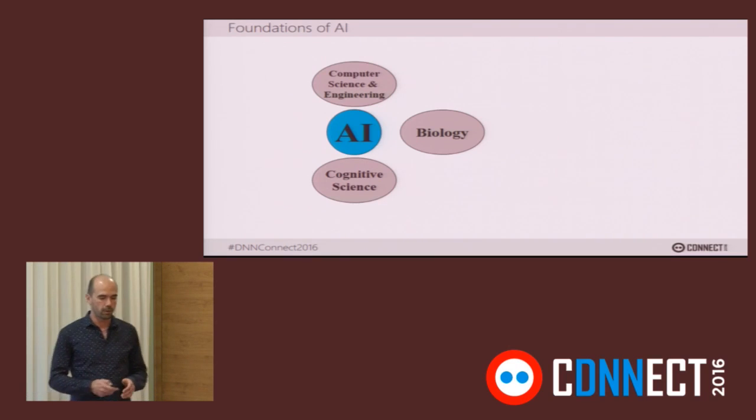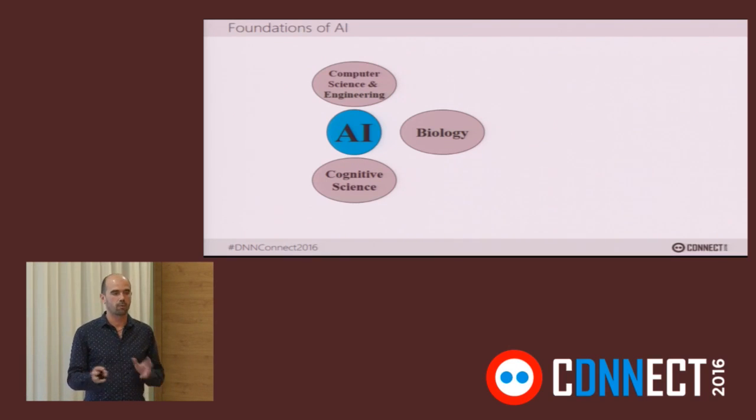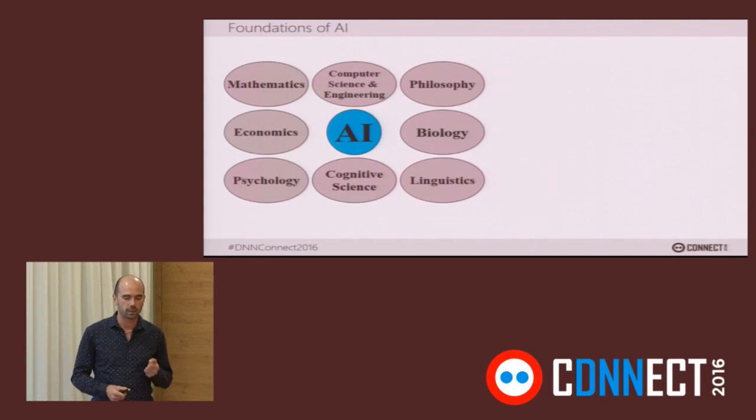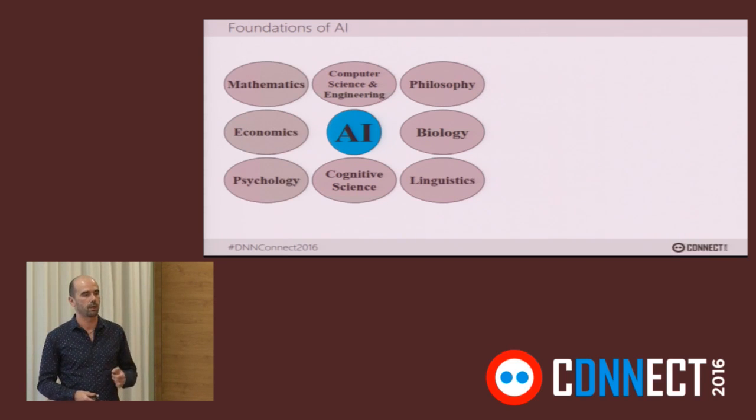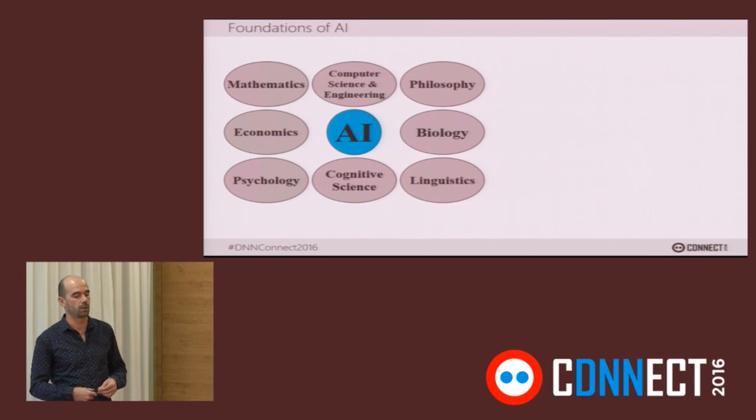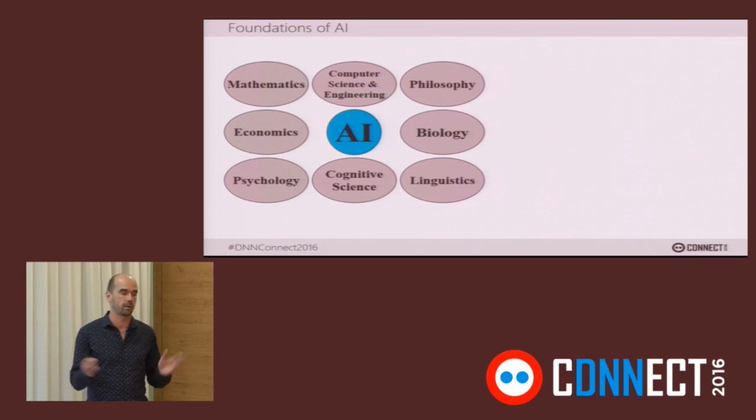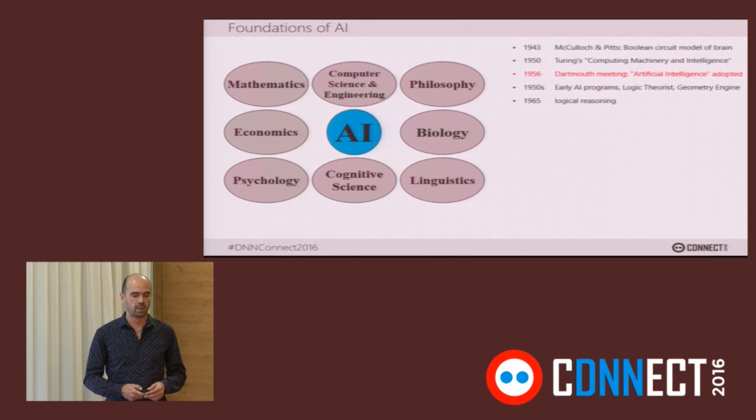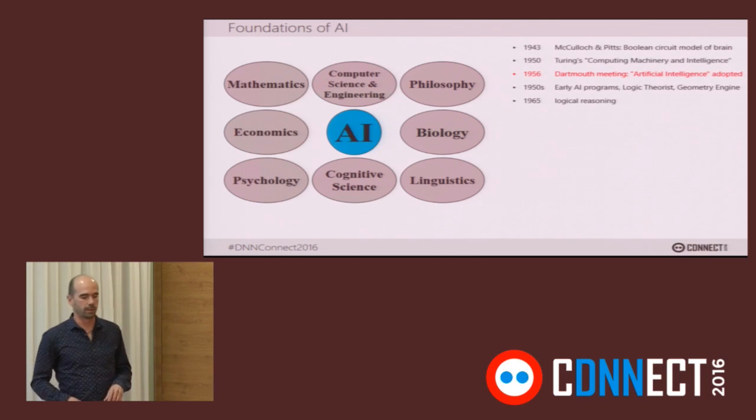The foundations of AI, quickly, well, there's a couple of fields that come to mind. Well, computer science, biology, cognitive science, obviously. But it's actually much more deeply intertwined with a massive number of other fields in science. And it relates to a lot of complex questions in mathematics, philosophy, economics, psychology, linguistics. So this is something that is a bit less known.